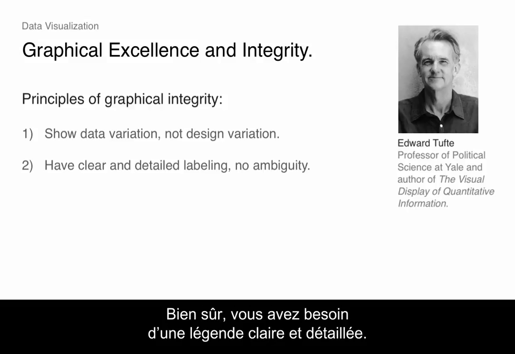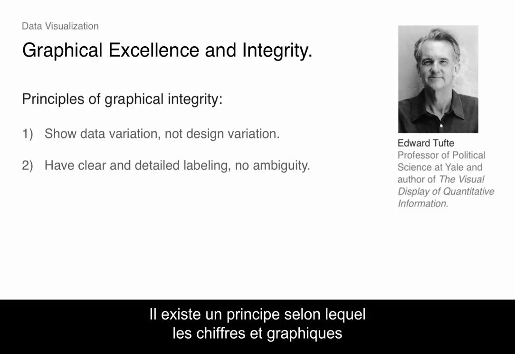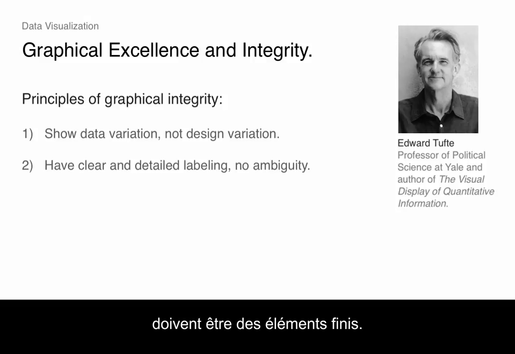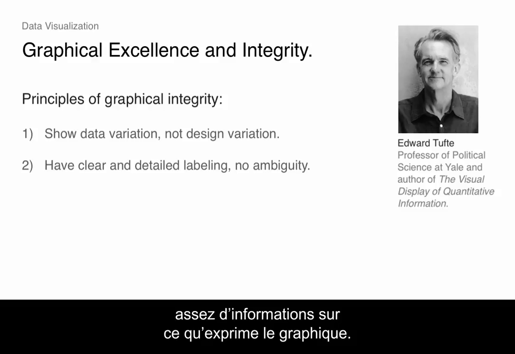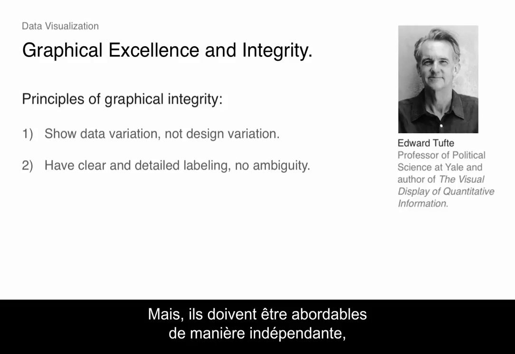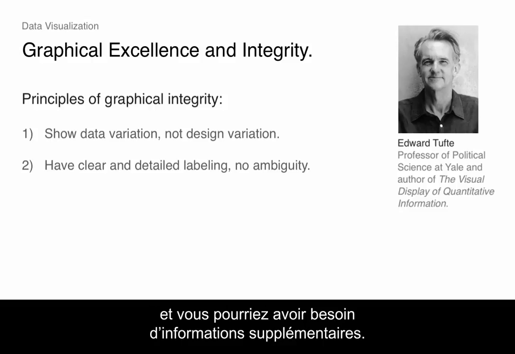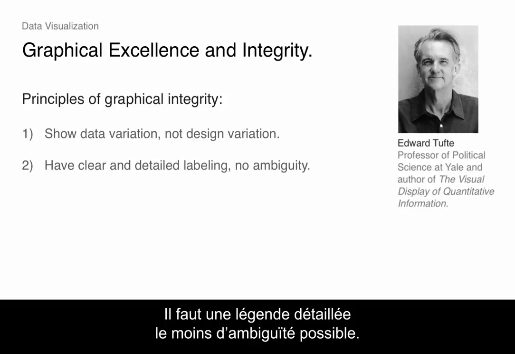You of course need clear and detailed labeling. You don't want there to be ambiguity. There's this principle of having figures or graphics be, to some extent, standalone items that you could approach and get enough information about what's going on in the figure. I'm not saying you throw away your article or all your other research, but they have to be approachable on their own. And you may need additional information, but you don't want it to be just dangling out there. So if someone looks at it, they have no idea what's going on without rereading the paper for 20 minutes. So you want there to be detailed labeling and less ambiguity.